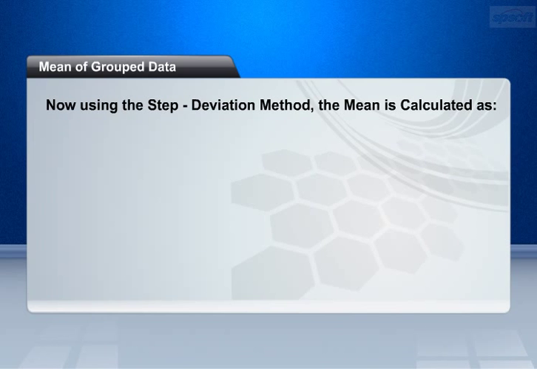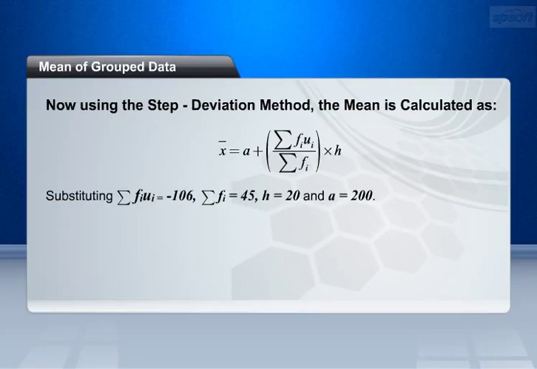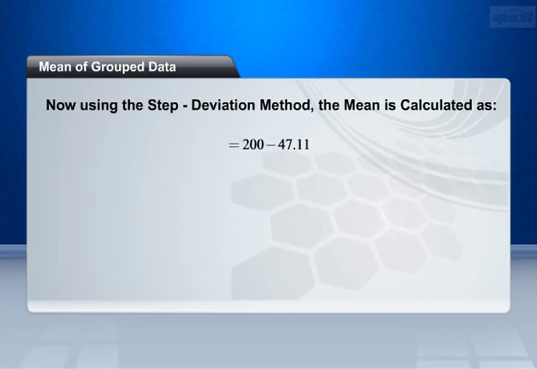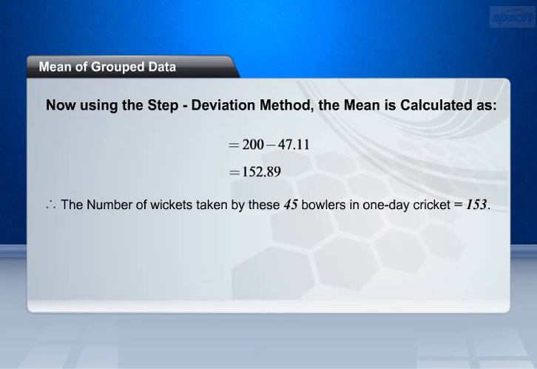Now using the step deviation method, the mean is calculated as x bar equals a plus (sigma fiui by sigma fi) into h. Substituting sigma fiui equals minus 106, sigma fi equals 45, h equals 20 and a equals 200, we have x bar equals 200 plus (minus 106 by 45) into 20. This is equal to 200 plus minus 2120 by 45. This is equal to 200 minus 47.11, which is 152.89. Therefore, the number of wickets taken by these 45 bowlers in one-day cricket is 153.